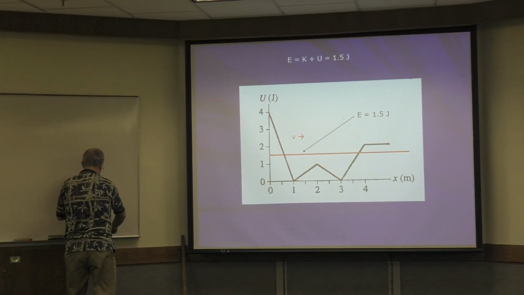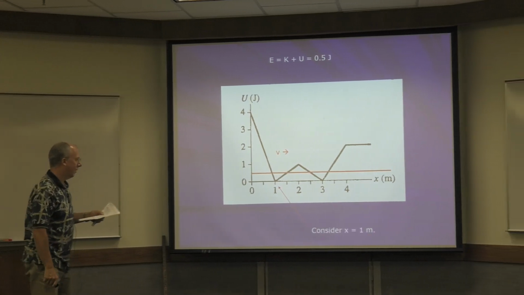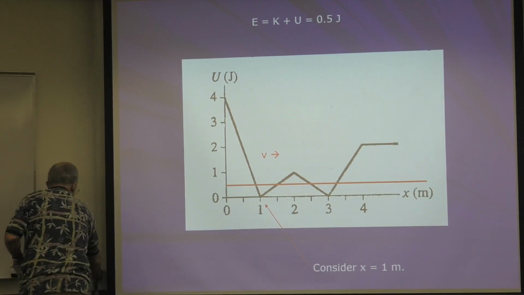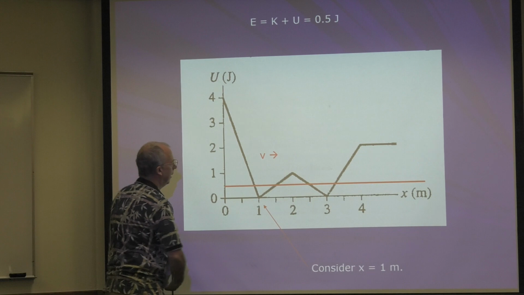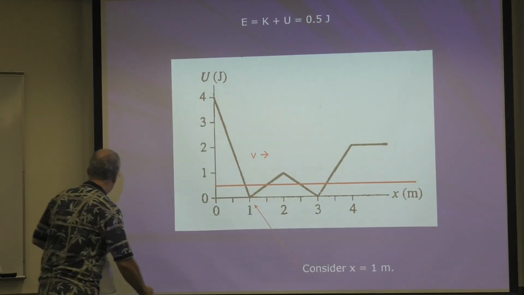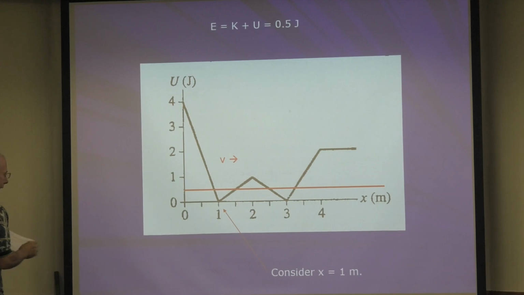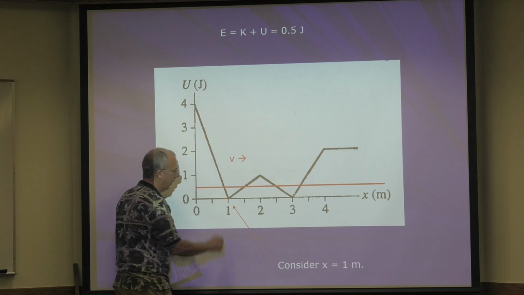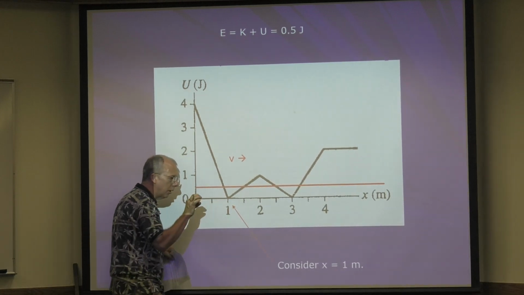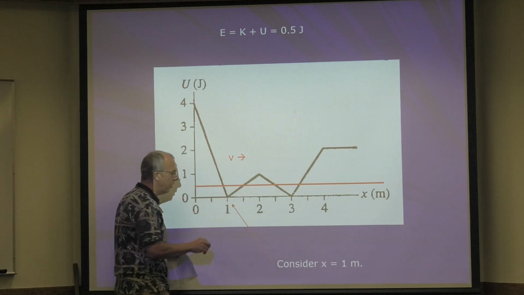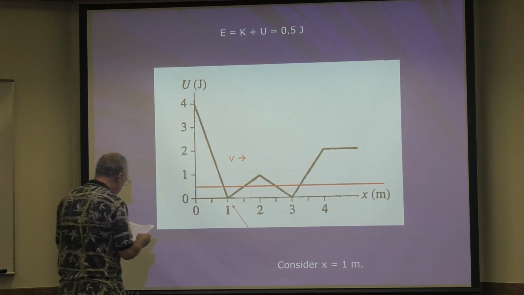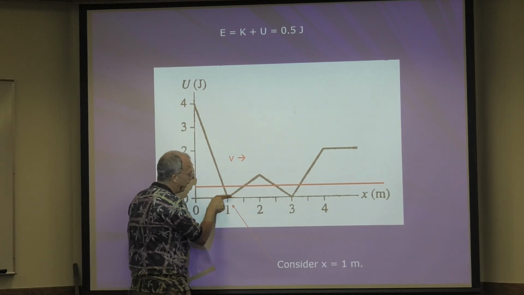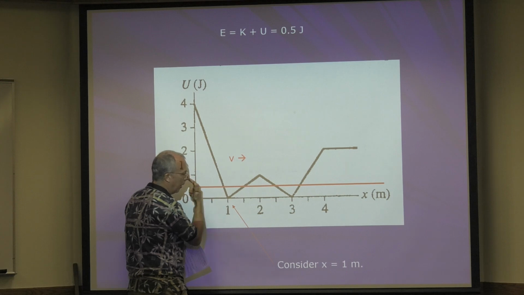All right. Let's consider this now. So now we're saying that the total energy is a half a joule, right? Now what we want to do is say that the particle is right here at x equals 1 meter. And we just want to disturb it, maybe blow on it or give it a little flick, just disturb it a little bit, right? Now, as the particle moves away, let's say this way, what happens to the kinetic energy?